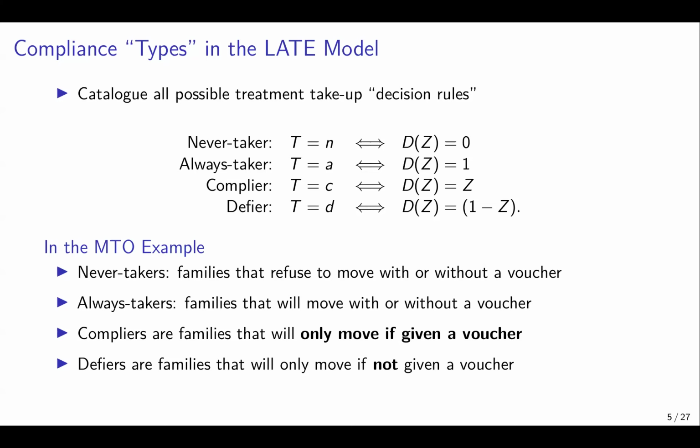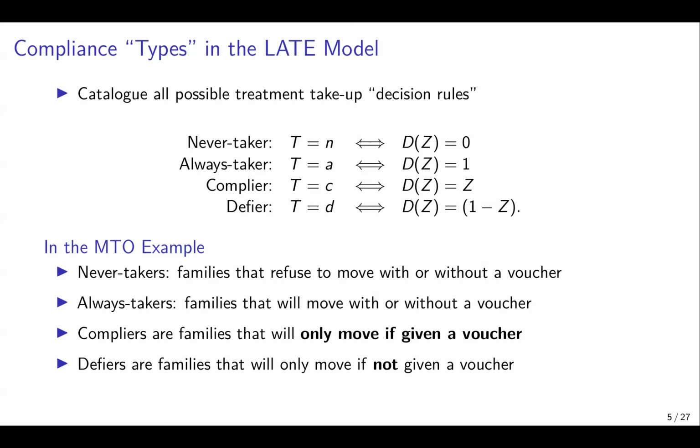So if we want to think about their treatment as a function of their instrument, for these never takers, that function is just 0. D of Z is 0 because no matter what Z you give them, they're not going to take. So for these kinds of families, there is no causal effect of the offer on treatment. There is no causal effect of offering a housing voucher on moving to opportunity.